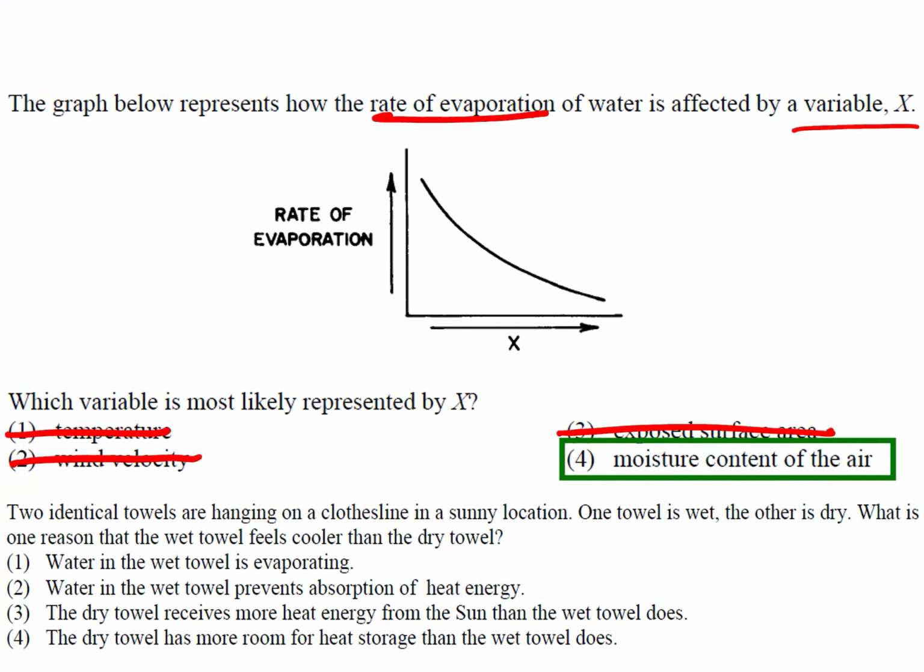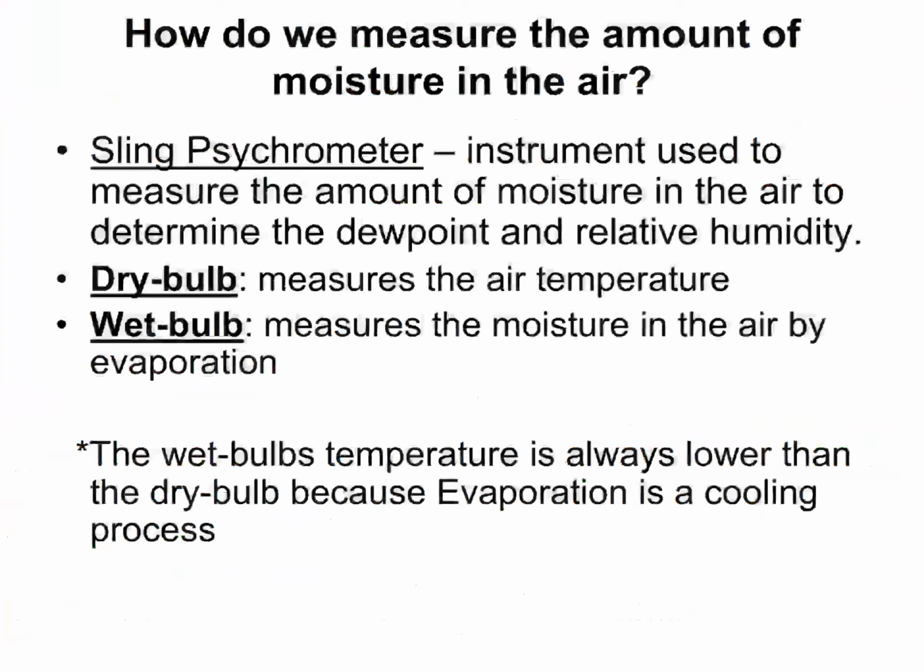Next one, 2 identical towels are hanging on a clothesline in a sunny location. One towel is wet and the other is dry. What is one reason that the wet towel feels cooler? Why does something that is wet feel colder than something that is dry? I like this question. It's going to be used today. And also, you should have went over it in living environment. Why do we even sweat? All right, when the sweat evaporates off of your skin, it removes heat and cools you down. All right, evaporation is a cooling process. All right, so there you go.